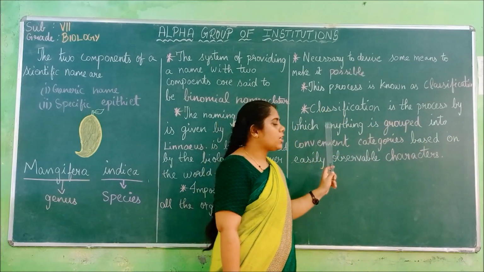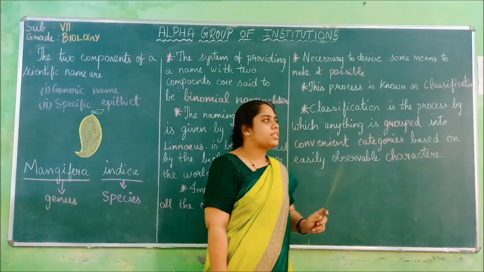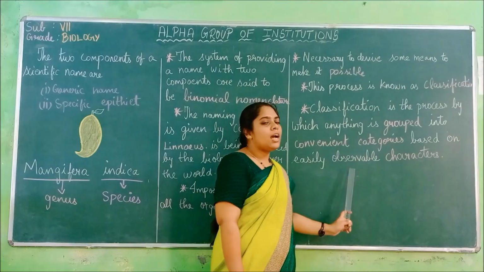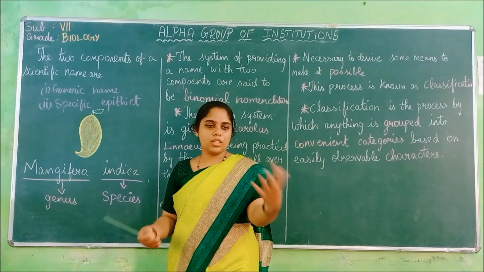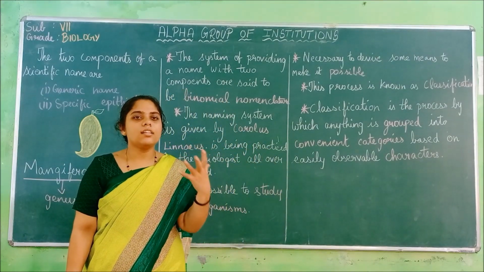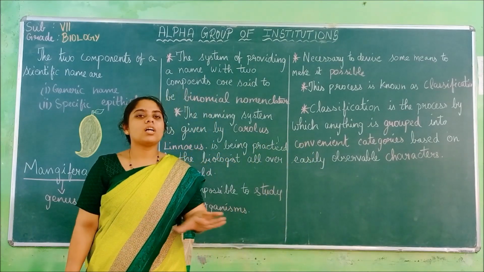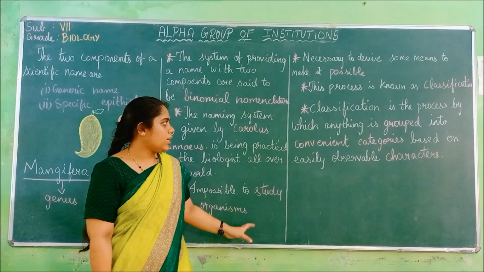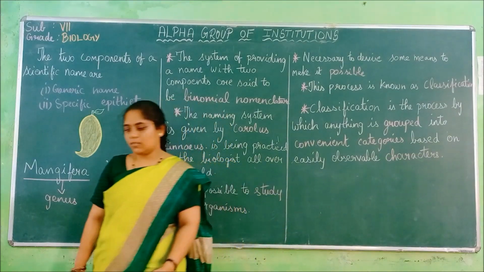Classification is nothing but grouping the organisms based on their easily observable characters. If you see any organism, you observe its external characters, and based on that, all the organisms are grouped. So these are the things about the scientific name and classification.